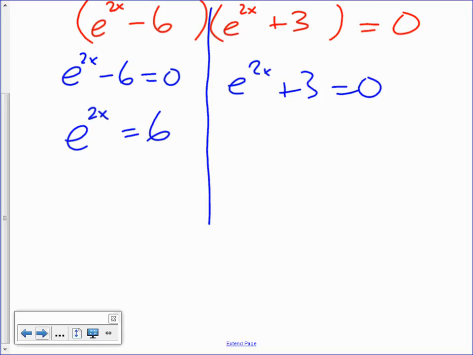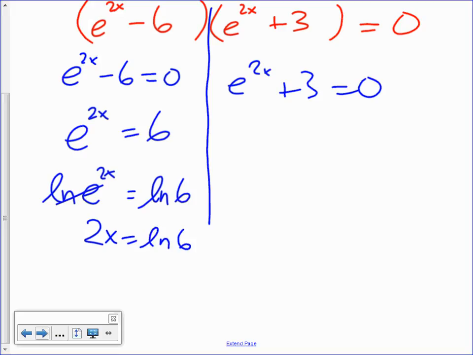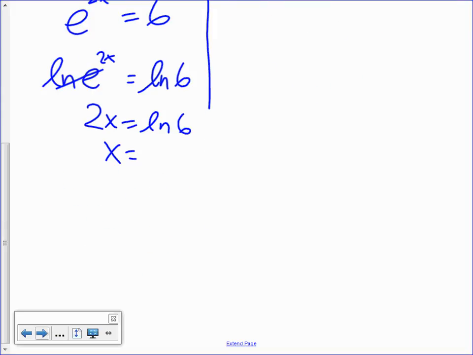Here we go. Exponential equation. Log 'em. Exactly. And since we're in e, let's use natural log because it's easier. No, it's base e, so you remove it. All right, here we go. 2x is the natural log of 6. So x is... Oh yeah, ln e canceled.